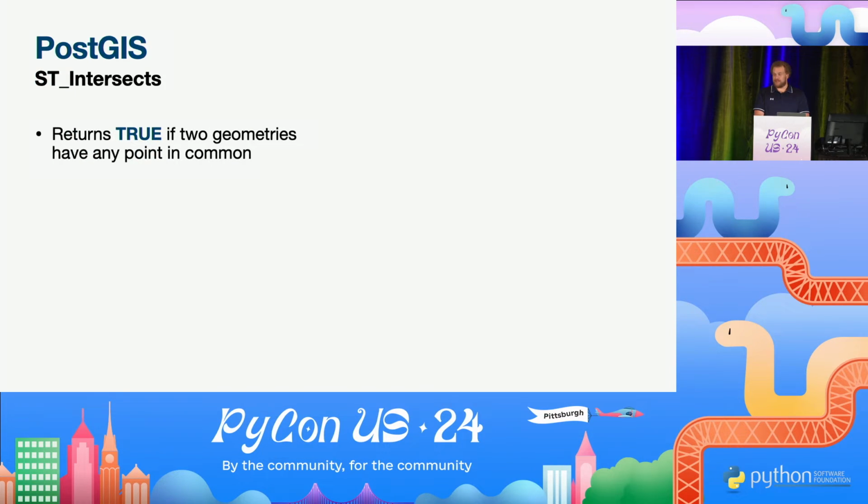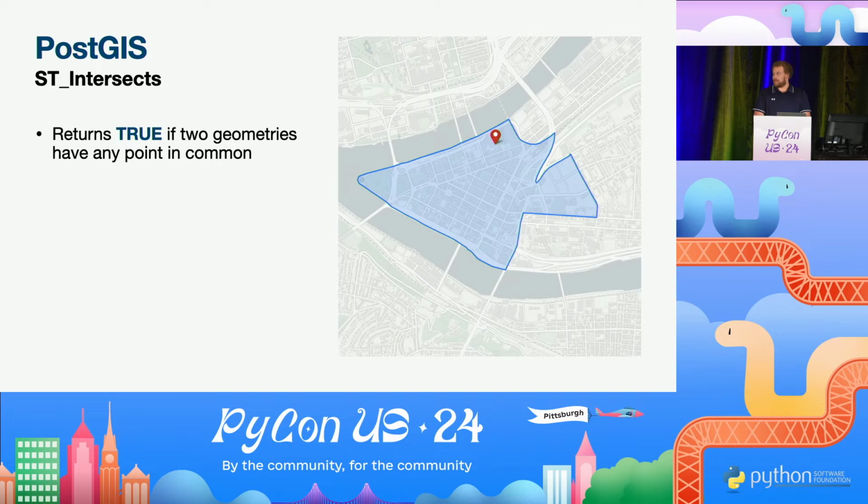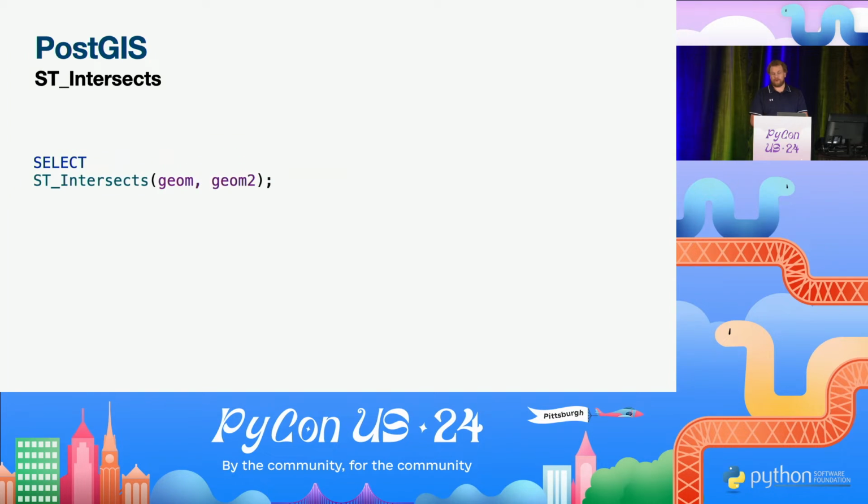Next, we'll move on to ST_Intersects. This is going to return true if two geometries have any point in common. Visually, that looks something like this. You notice we have a point in the same location, and then I have this blue polygon. Since that point is inside of that blue polygon, this would return true. The query for that is going to look something like this. Simple again, ST_Intersects geom1, geom2.